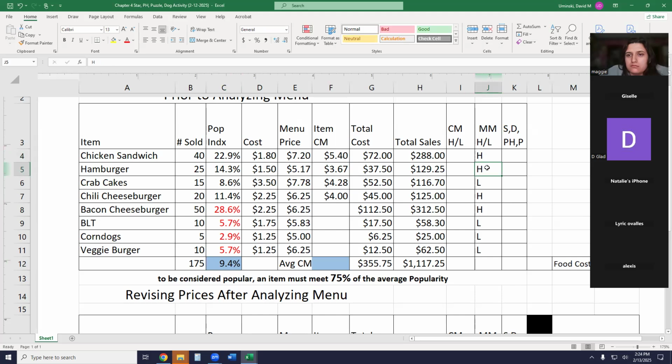Now, this is important because a lot of students get hung up on this. They compare that 9.4 to the number. What you have to do is compare the number to 9.4. Okay? Compare the number to 9.4.